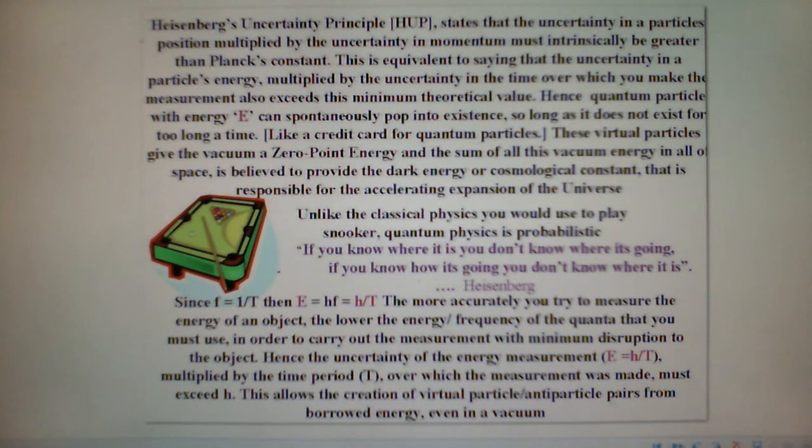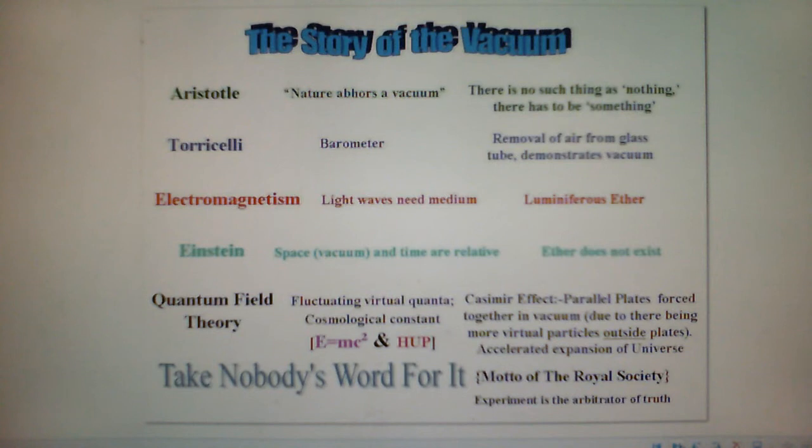So applying the Heisenberg uncertainty principle, we also arrive at the understanding that even a vacuum can contain fluctuating particles. They can borrow a certain amount of energy, and providing it is paid back within a very short time period, it doesn't violate the Heisenberg uncertainty principle. And this is the basis of what is known as quantum field theory. So we see that even the story of our understanding of the vacuum has altered over the ages.